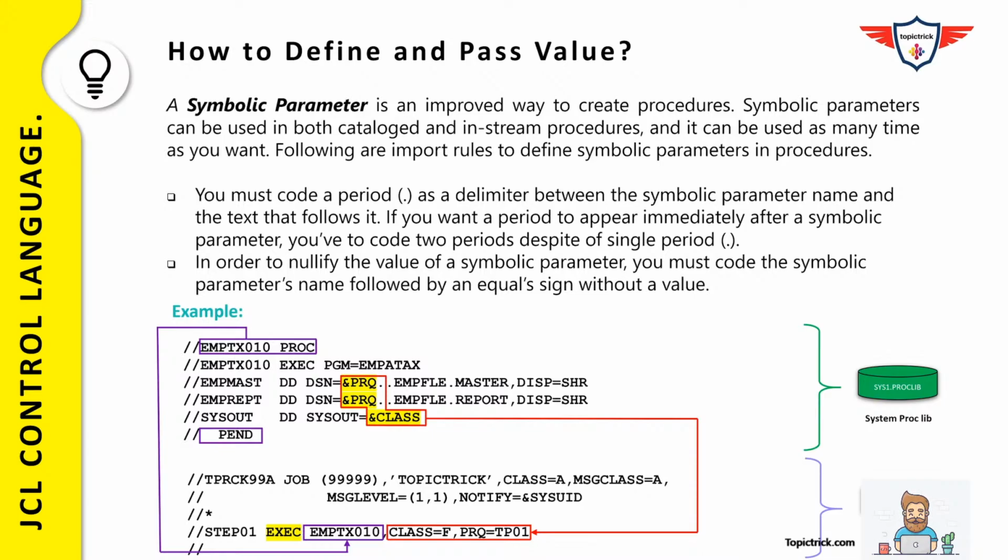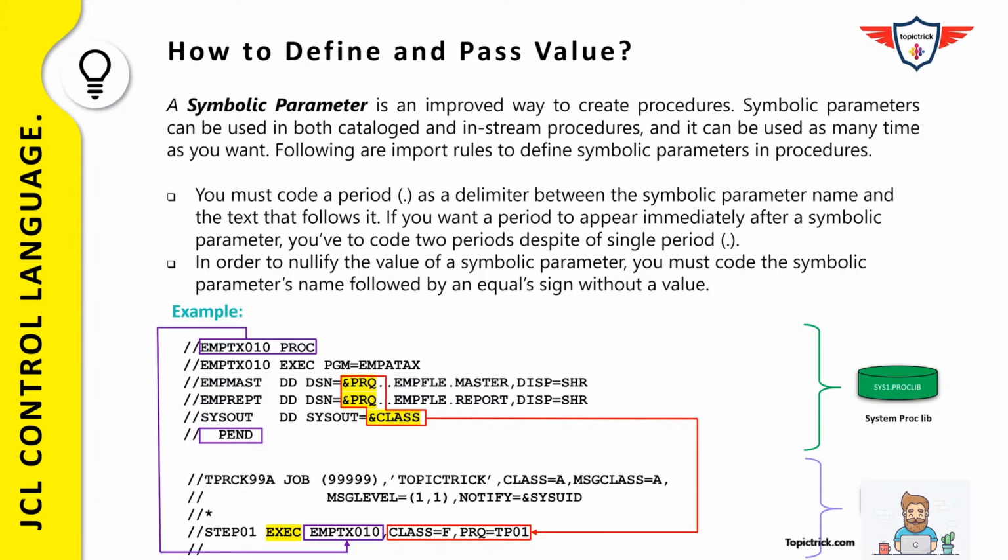I hope you remember, if you look at the previous slides, there I used the hard-coded value TP01, but in this case I'm passing the same value with the help of a symbolic parameter. You might be thinking, why am I not using an ampersand when I'm passing the value to these symbolic parameters? The answer is that whenever you define or use symbolic parameters in your procedures, you are required to specify an ampersand. In case you want to pass a value to these symbolic parameters from your JCL, then you are not required to use an ampersand.